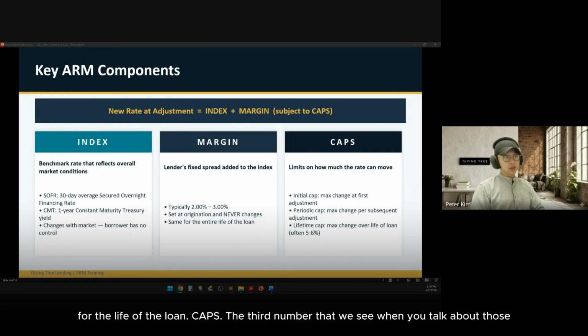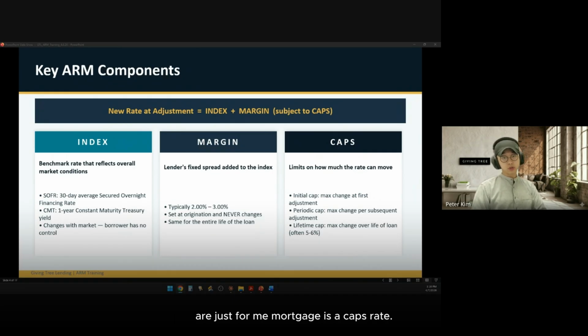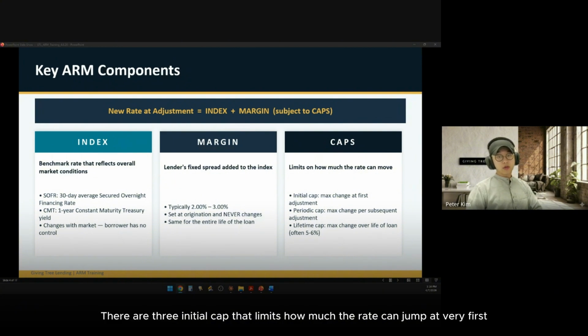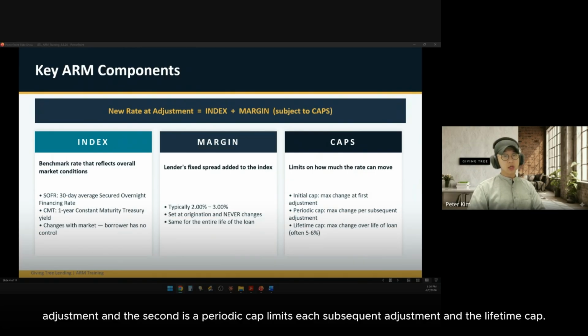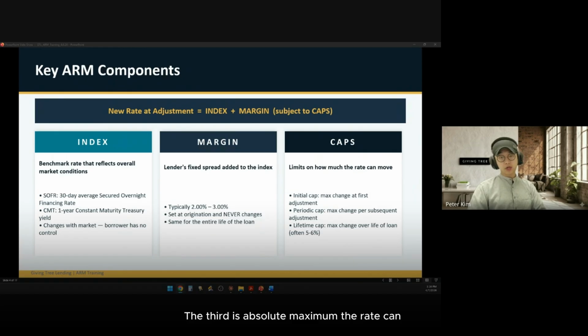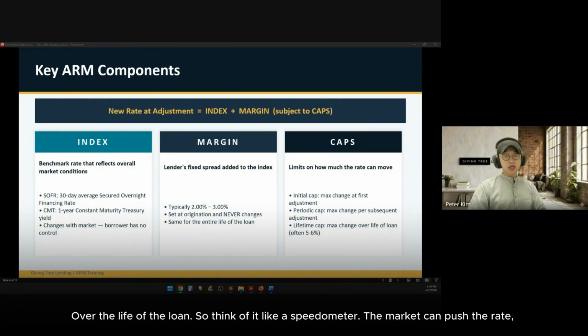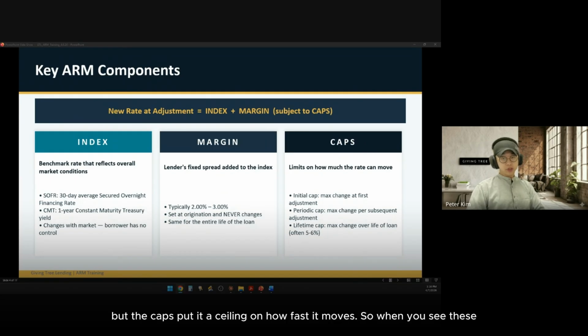Caps, the third number that we see when we talk about an adjustable rate mortgage, are a guardrail. There are 3. The initial cap limits how much the rate can jump at the very first adjustment. The second is the periodic cap, which limits each subsequent adjustment. And the third, the lifetime cap, is the absolute maximum the rate can ever go above the starting rate over the life of the loan. Think of it like a speedometer. The market can push the rate, but the caps put a ceiling on how fast it moves.